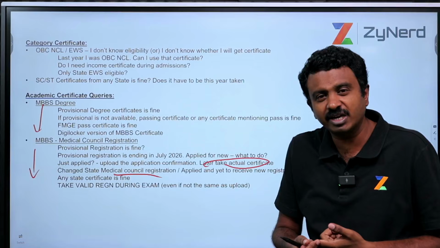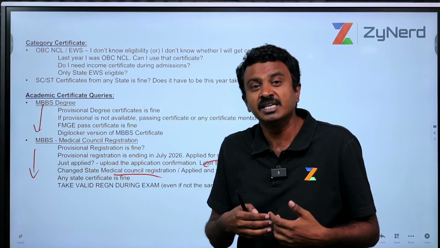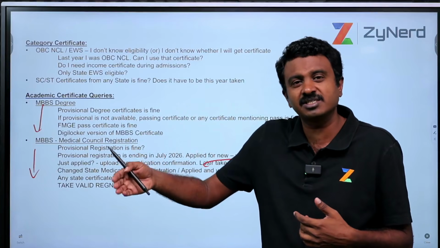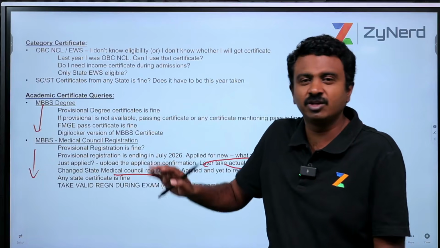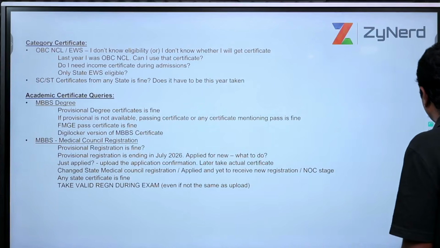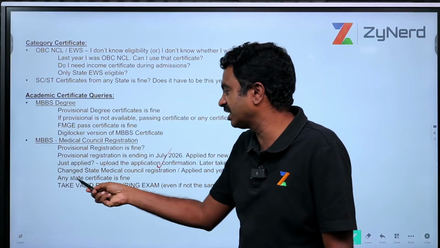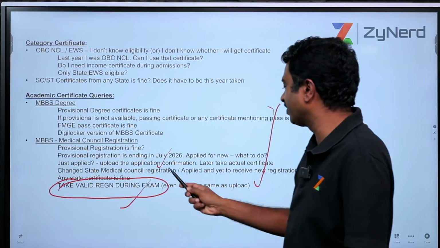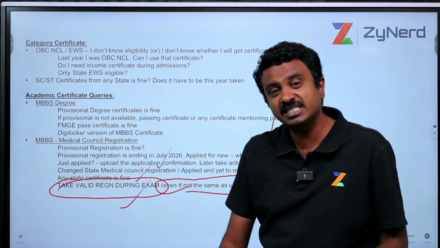If you have applied for an NOC and the old state has got your certificates, the new registration will happen in 1 month. Right now give whatever is available, later the new registration you can take. So basically when you are going for the examination, as long as you take the right registration certificate, it is fine. During exam, take valid registration. It need not be the same as the one you upload. Any state certificate is fine.